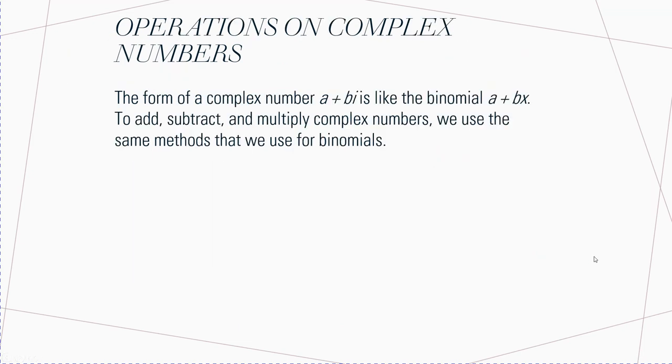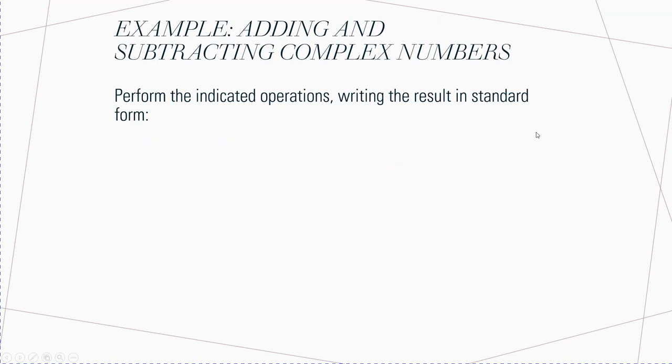The form of a complex number a plus bi is like a binomial, which we've talked about before, just like a plus bx. So to add, subtract, and multiply complex numbers, we use the same methods we would use for binomials, including even the FOIL method. Anything that you would have done for binomials, you can do for these complex numbers. Let's start by adding and subtracting complex numbers.